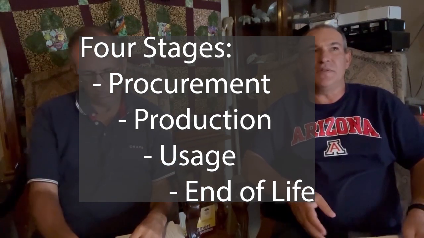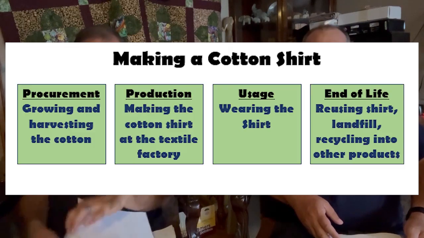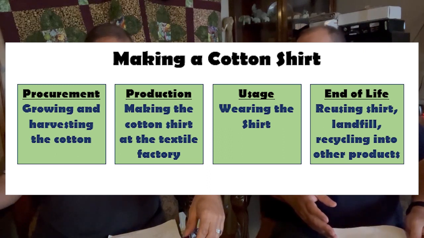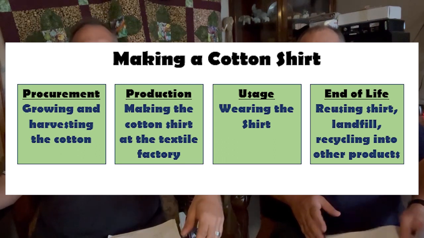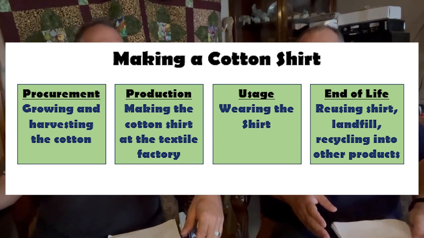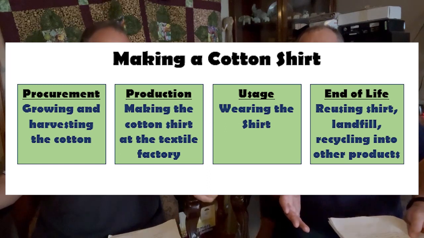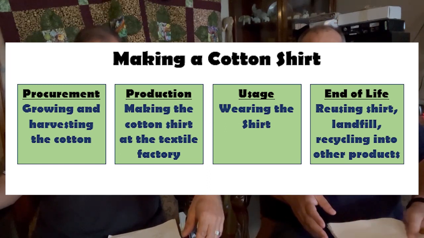So, the example I give is if you are making a cotton shirt, the procurement stage would be where you grow that cotton, then you have to harvest that cotton and transport it to a textile factory, and that's where the production stage comes in. You use chemicals and different things, water and all that, and machines to make your shirt from the textiles. So that's the production. Then there's the use stage where you're wearing the shirt. And then after that's the end of life, where you either dispose of it in a landfill, or you can recycle it by turning it into a different product, or you can reuse it, give it to somebody else. Those are different possibilities for the end of life stage.